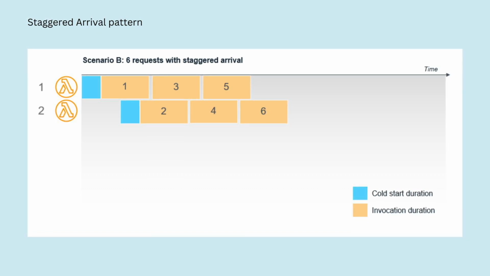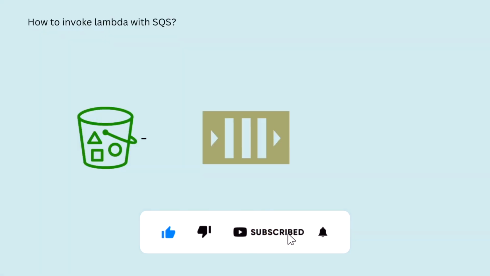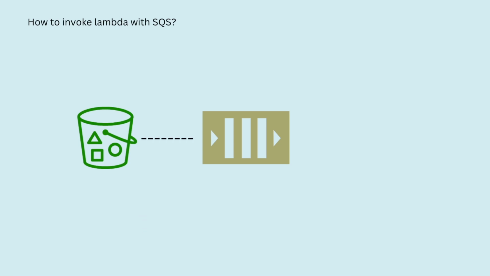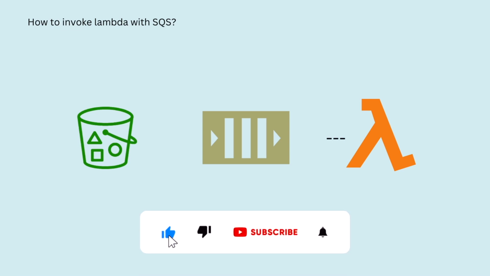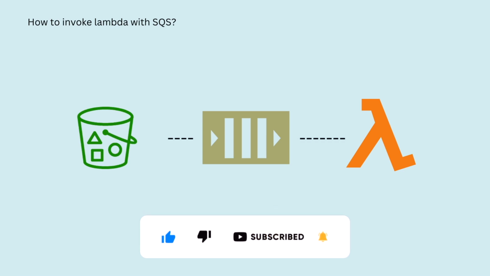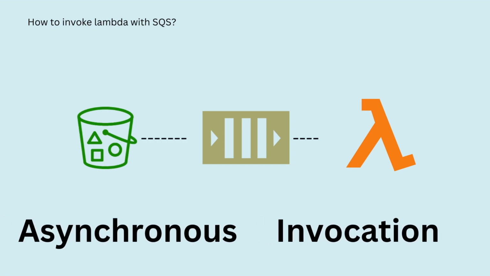How to invoke Lambda with SQS? As you are able to see on the screen, we are using SQS to store the Lambda invocation requests which are coming from the S3 event. When the last invocation request completes, Lambda will process the next request. In this, Lambda cold start happens only for the first invocation and then a warm start for upcoming invocations. This type of invocation is called asynchronous invocation.